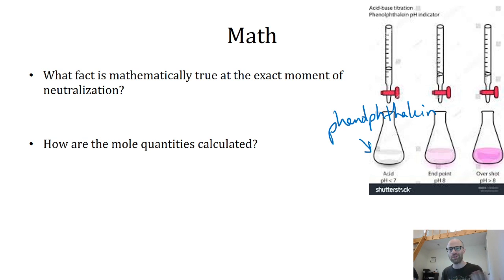Now, if you overshoot, it's not the worst thing in the world, but obviously it's not something you want to strive for. That's why typically this will be done in triplicate, where we will take an average in the hopes of minimizing any errors that are introduced through lack of technique. But getting into the math, what fact is mathematically true at the exact moment of neutralization?